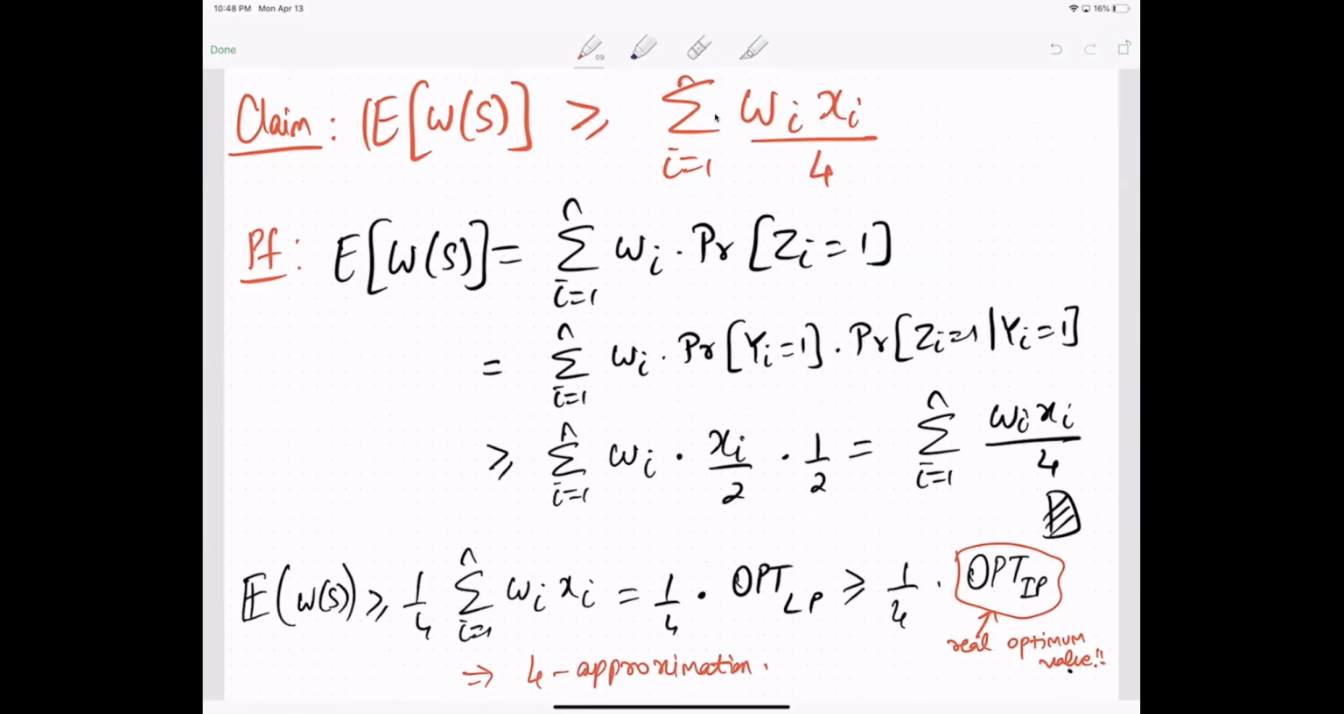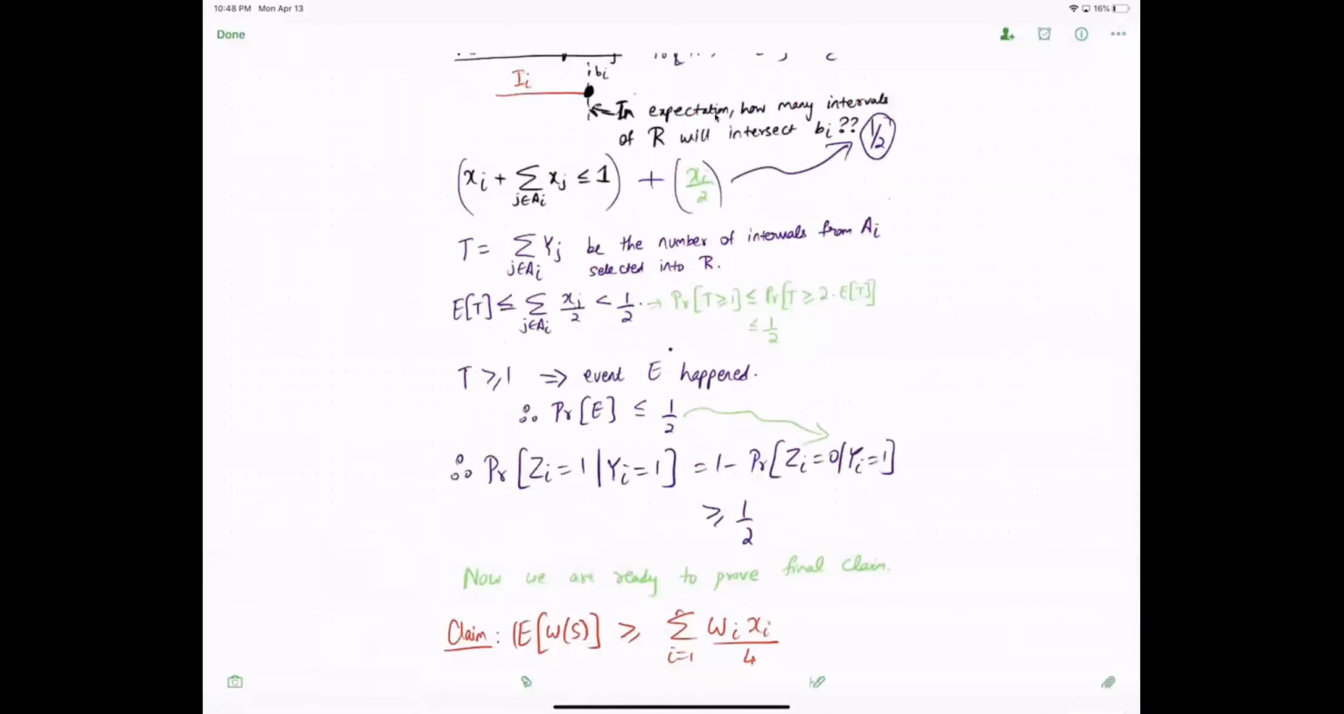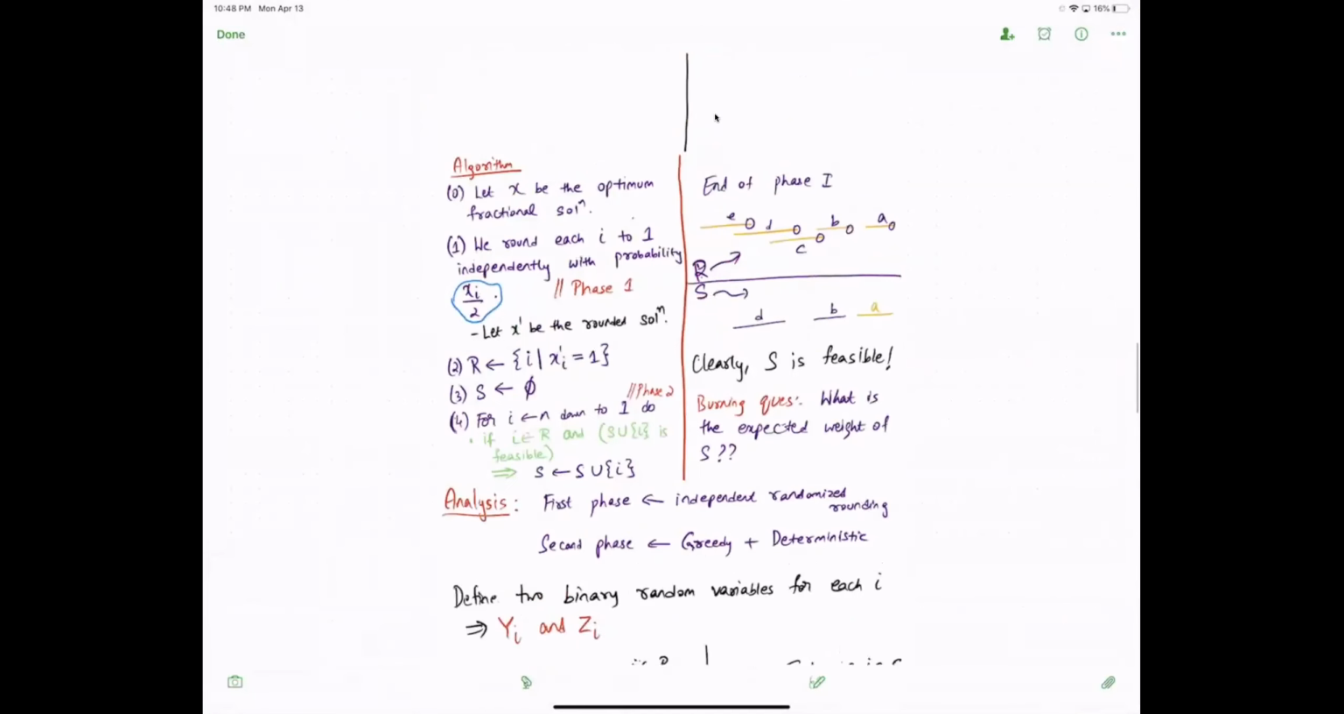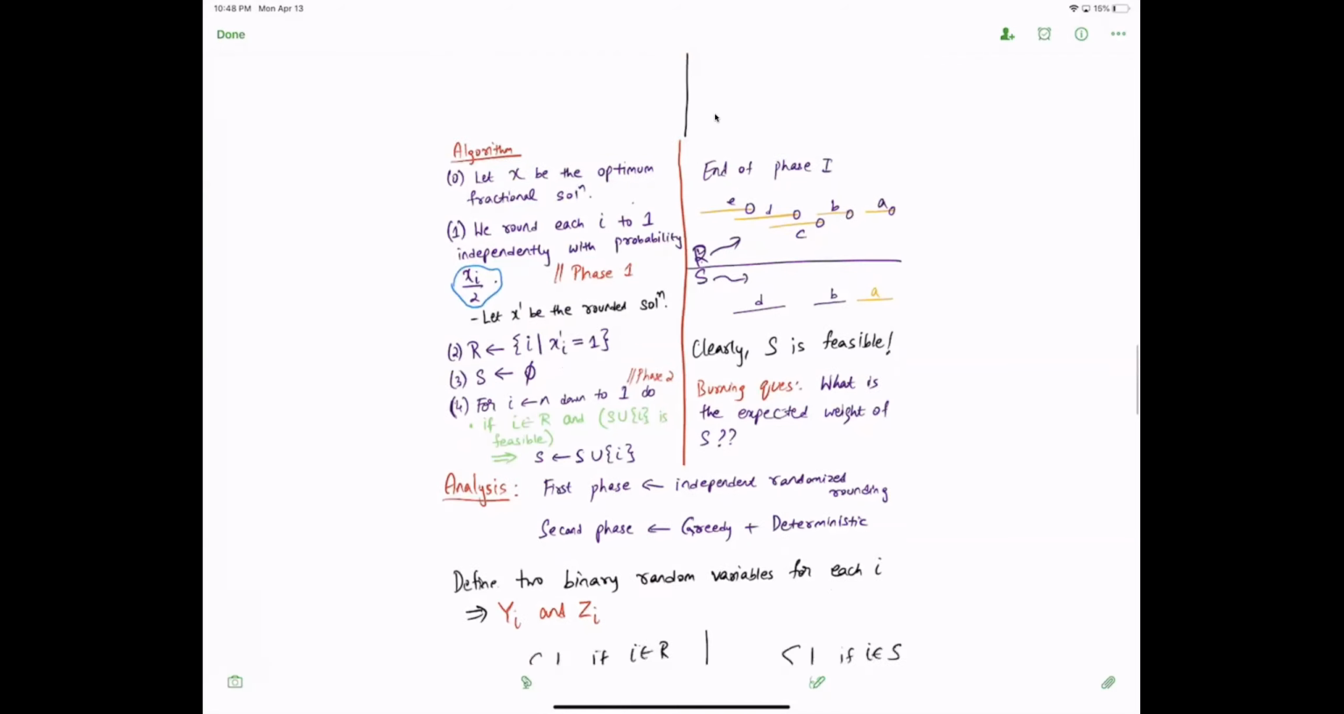Okay, good. So as you can see, the algorithm was very simple. Instead of sampling everyone with probability x_i, we just sampled them with slightly lesser probability, which is x_i over 2. And then phase 2 was also very simple. We just ensured that as long as the feasibility is maintained, we keep adding the intervals, else we discard it. And it was very important to maintain this order of sweeping them from right to left based on the right endpoints. Right? So that was very important.